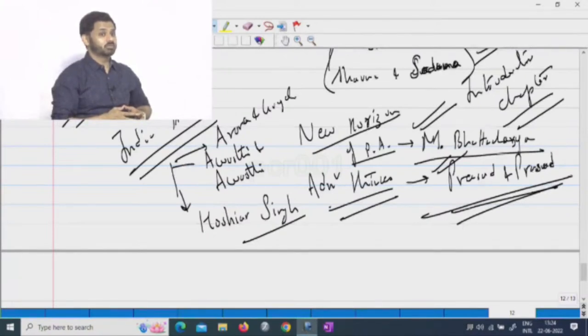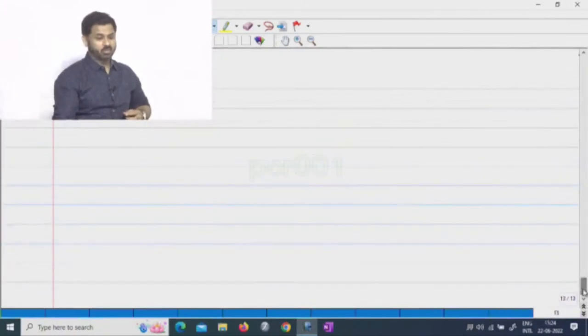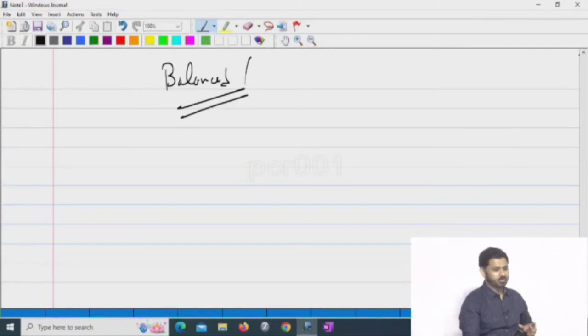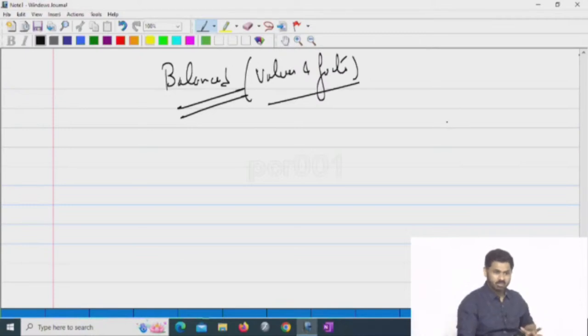How will public administration help you in essay writing? See, the nature of this discipline is quite balanced, in terms of values and facts, objectivity and subjectivity, but at the same time there's a fair amount of thought involved here. Thought will open up your mind, your ability to think.